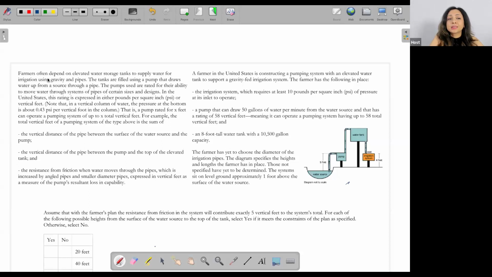So they are saying that farmers depend on elevated water storage tanks to supply water for irrigation using gravity and pipes. So they'll store water in an elevated tank, and then using gravity, of course, the water will come down through pipes and then it will go for irrigation. Whatever they do, I don't have to worry much about it, because whatever is required, they'll tell me. Yeah. The tanks are filled using a pump that draws water up from a source through a pipe.